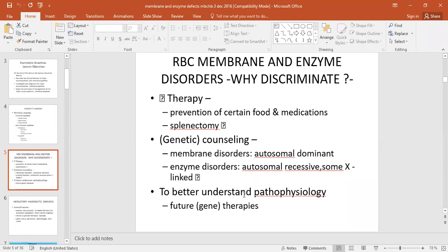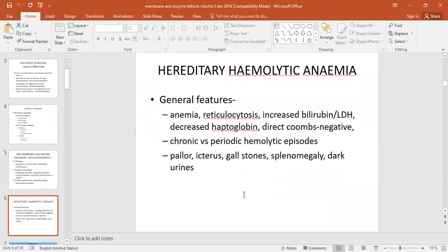It's also important for us to note that we can better understand the pathophysiology of the disease when we study these two diseases, so that we can come up with therapies, especially genetic-related, because gene therapy is now the norm for a lot of these hereditary disorders. A lot of companies are coming up with therapies that can manipulate the gene so that the gene can produce appropriate proteins or appropriate enzymes to correct disorders. And so studying membrane and enzyme disorders has become a key factor, medically speaking.